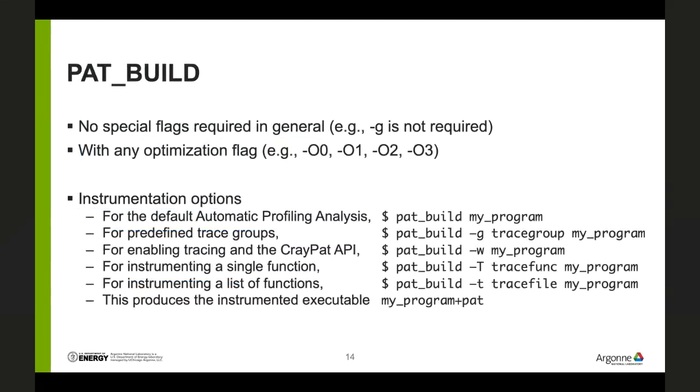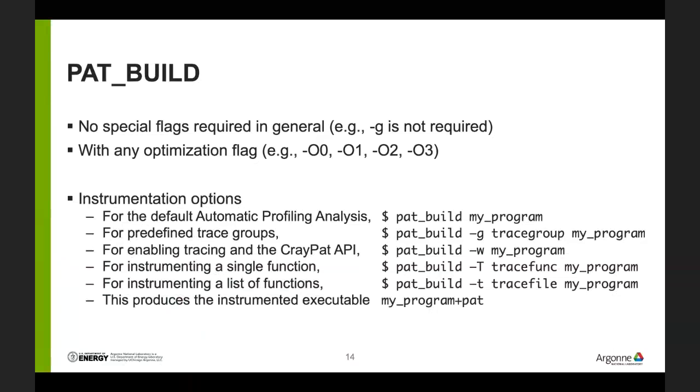So pat_build, this is for the instrumentation step, and it doesn't require any special flag. One confusion is between the debugging tool and the profiling tool. Debugging tools require -g because they need to see the source code. And also, many debugging tools suggest using -O0 because sometimes high optimization removes the capability to trace your variable values, right? But performance tools are different from the debugging tools because of that.